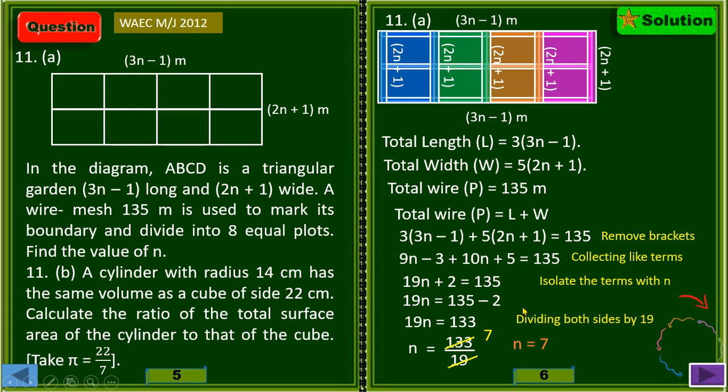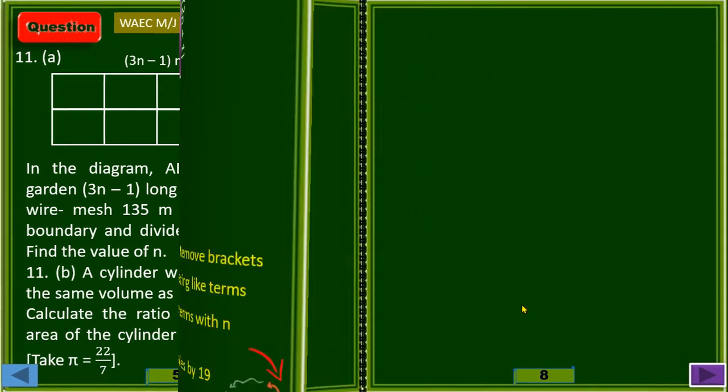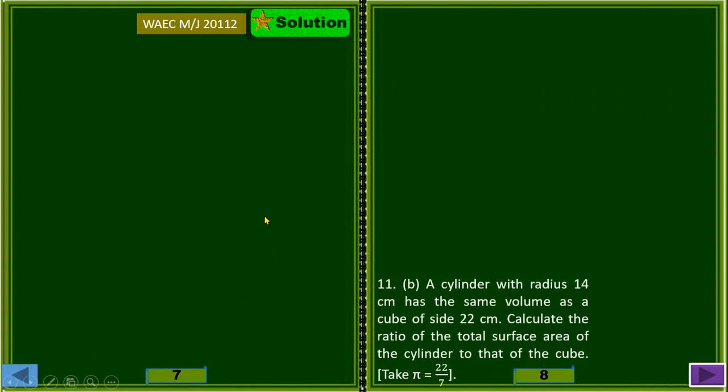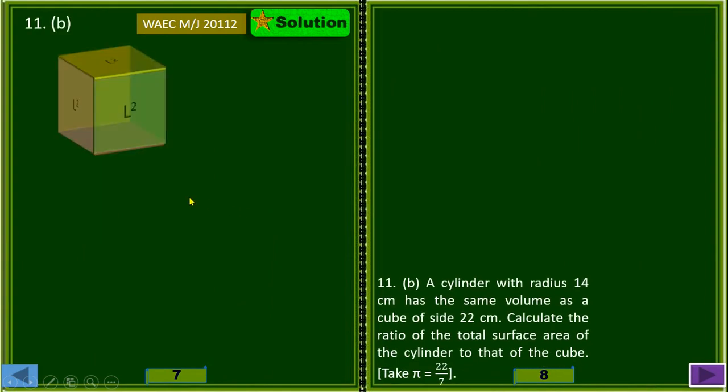So now we go to the next slide to continue the solution for 11b. Now that's the cube given in the question. A cylinder with a radius of 14 centimeters has the same volume as a cube of side 22 centimeters. So now this is the cube, 22 centimeters, 22 centimeters, 22 centimeters.